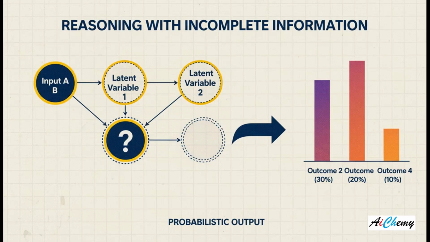So if there's one thing to take away from all this, it's this. This whole framework gives machines a way to reason with uncertainty, to make educated guesses. And what's really crucial is that you don't need to have all the information. You can have missing pieces of the puzzle, and the network can still calculate the most probable answer based on the evidence it does have. It allows machines to finally think in those shades of gray.